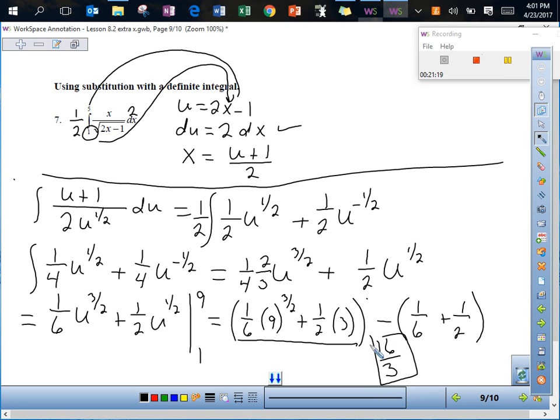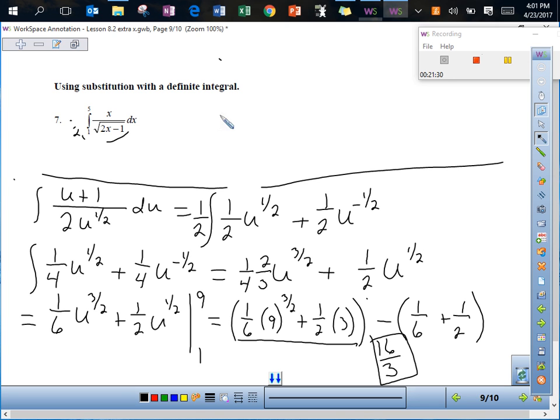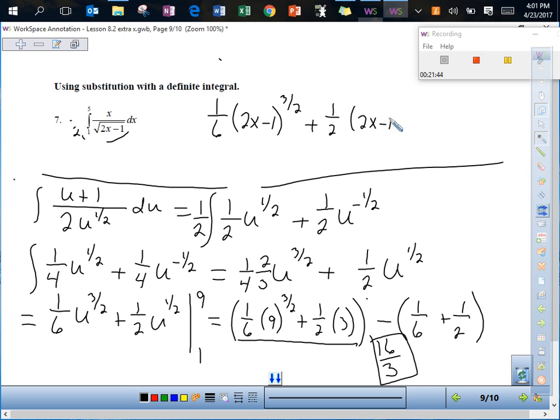Okay? Now guys, if you don't like changing your boundaries, that's no big deal. What you would have done, I'm going to get a little room right here. You would have just done this. You would have said, Mr. Harris, I don't like that, so I'm going to think of this as 1/6 times 2x minus 1 to the 3/2 plus 1/2 2x minus 1 to the 1/2, evaluated at 1 to 5.